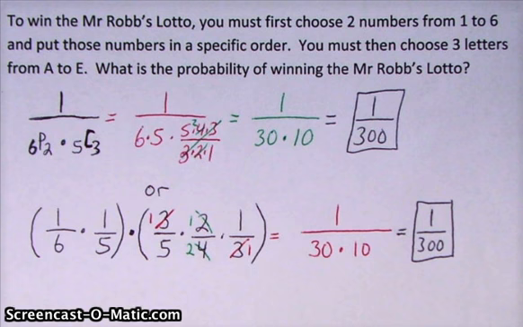Again, as you can see, I cancel the 3's. I can't reduce the 2 and the 4. Anyways, this is 1 over 30, times 1 over 10, as you can see, is 1 over 300. Both ways work. It depends on if you want to think of it as combinations and permutations or if you just want to think of it as 2 separate events. It's your call on how you want to think of it.